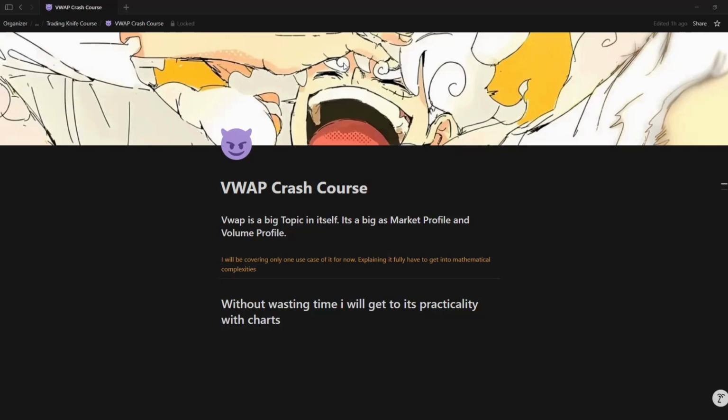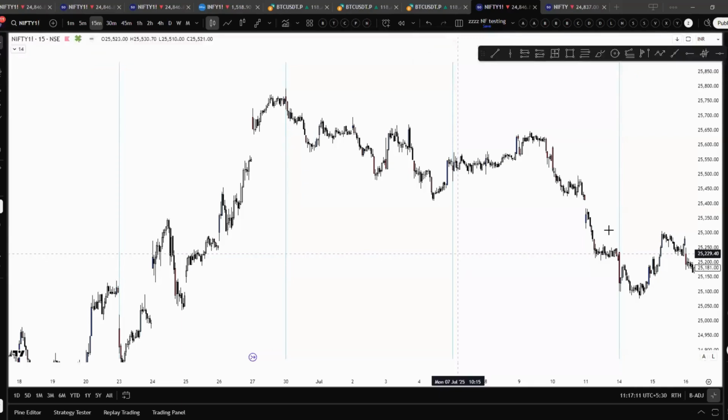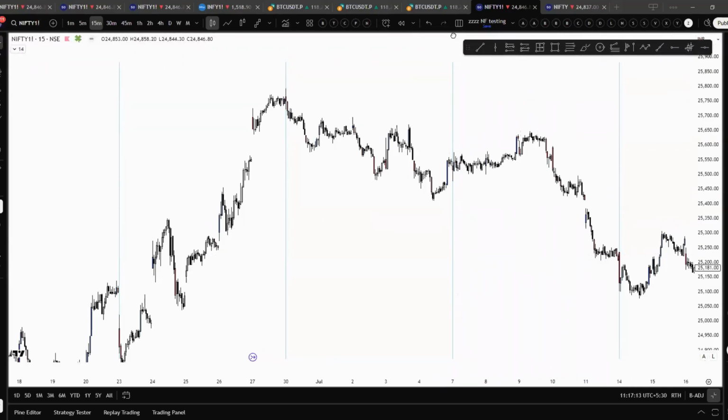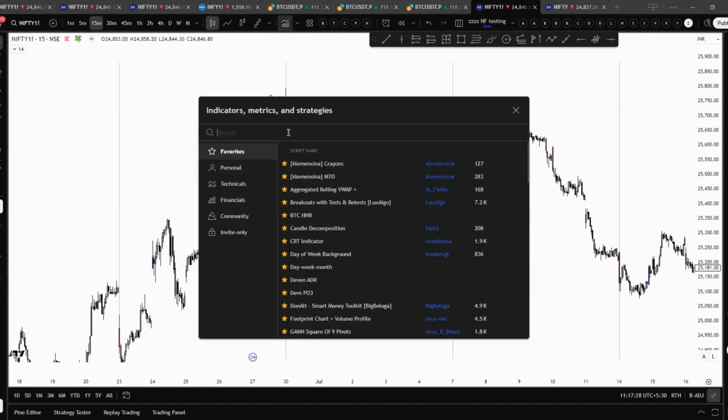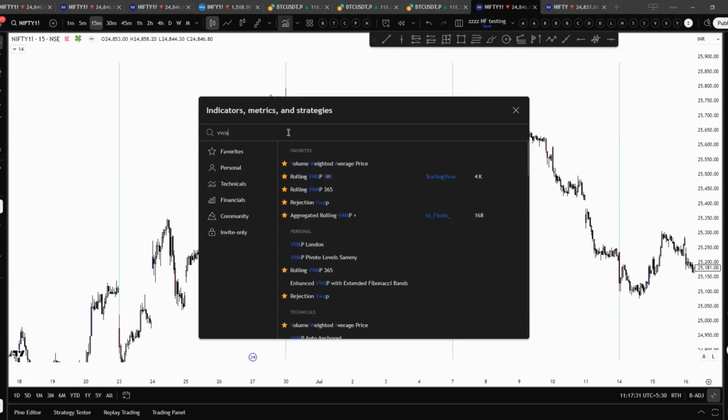Okay, then let's move to it. So basically, I am currently on Nifty charts. So exactly how do you get VWAP? There are multiple VWAPs available. There are anchored VWAP, rolling VWAP, and regular VWAP. So basically, you can just go to the indicator section and search VWAP.